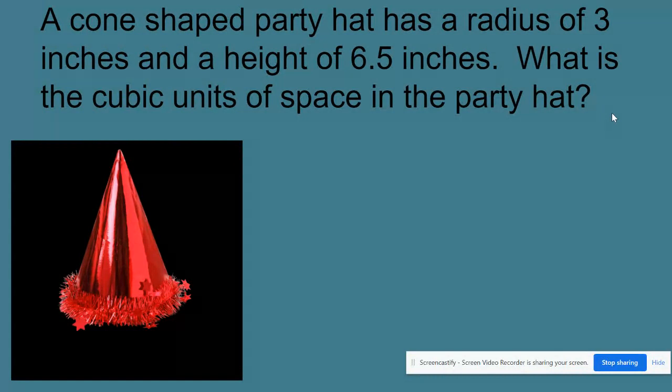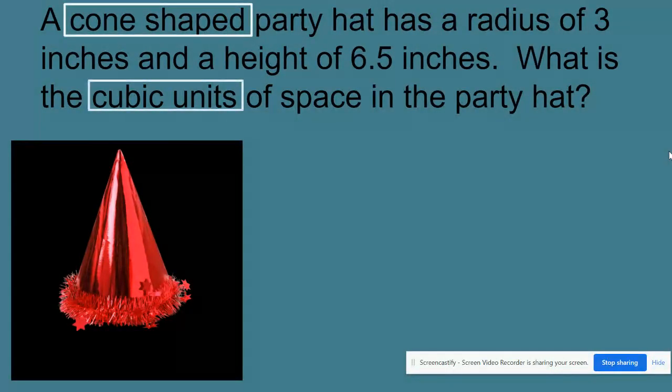Next example, a cone-shaped party hat has a radius of 3 inches and a height of 6.5 inches. What is the cubic units of space in the party hat? First, let's identify what information is given. It says cone-shaped. It also asks about cubic units. Nowhere in this question is it saying volume, but I have to use the information that's given in order to determine that cubic units refers to volume.